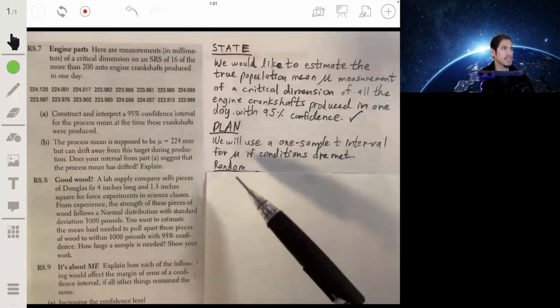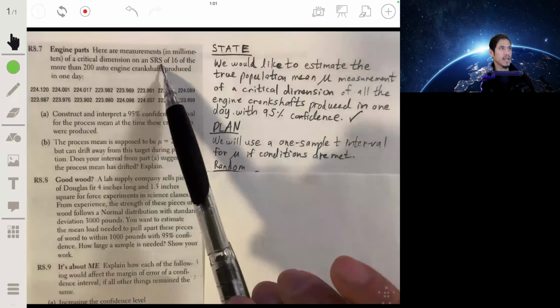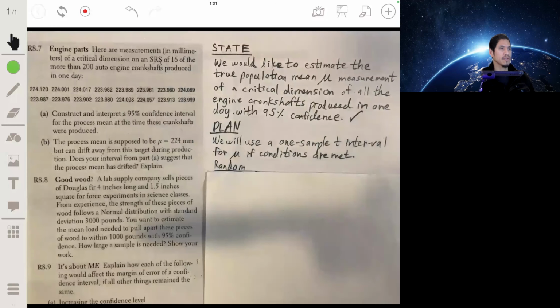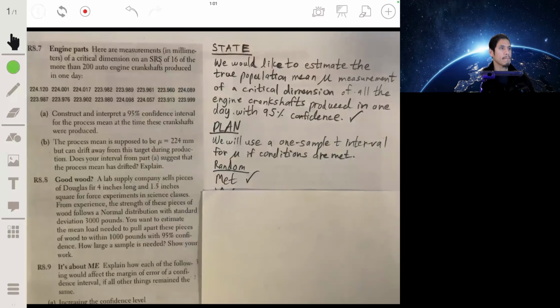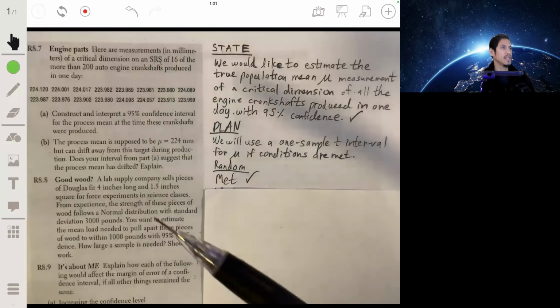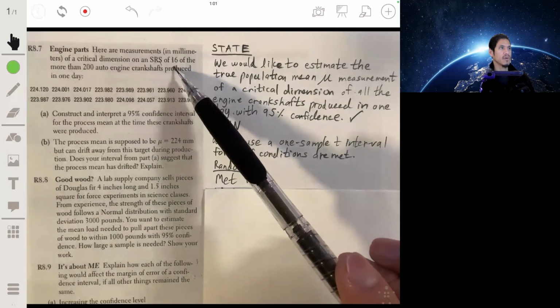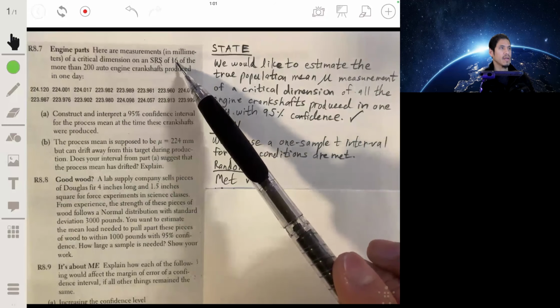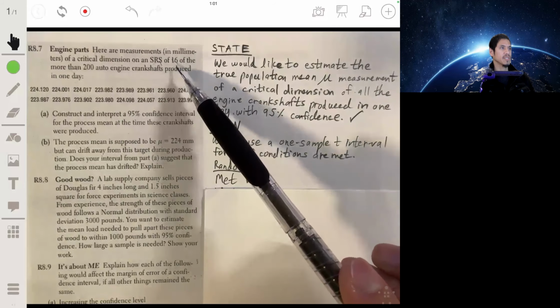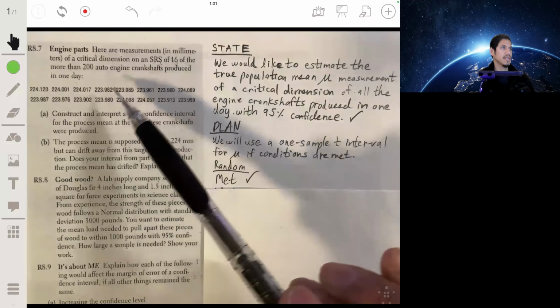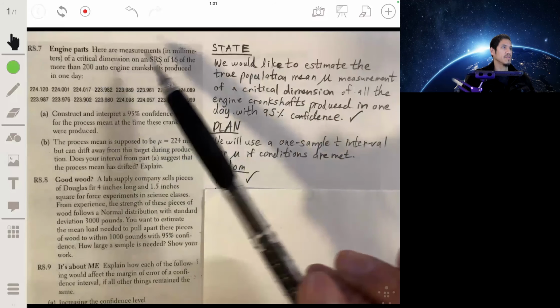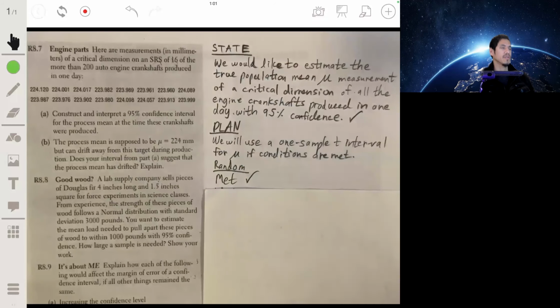So our random condition, we can see that a simple random sample was used. It's stated there, so that is met. Then we look at our 10% condition, and so that means that we take no more than 10% of the entire population. Our sample size was 16, and 10 times 16 is 160. Since it says that there's more than 200, we can say that we took no more than 10% of the population, so that condition is met.